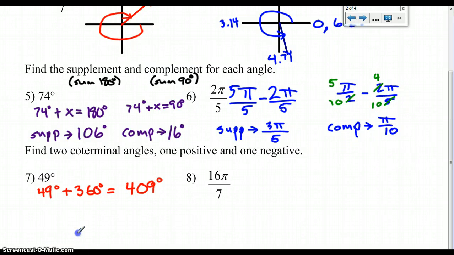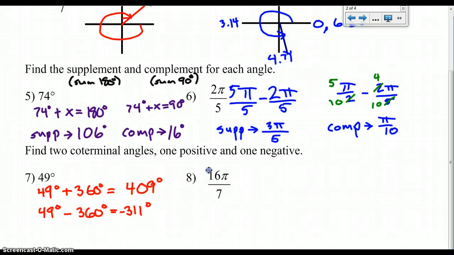That's a coterminal angle, and it's positive. Same idea, opposite direction, we're subtracting 360 this time, and we would get negative 311 degrees. Now for number 8, this time again it's in radians.